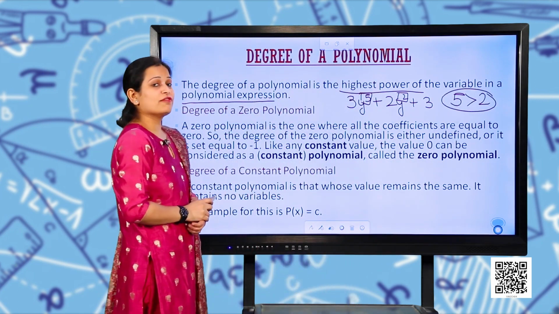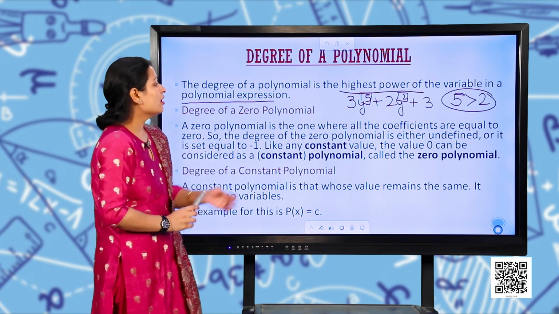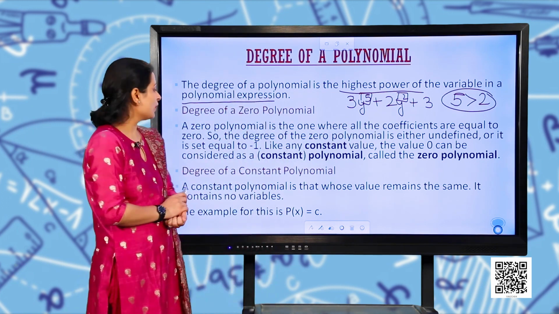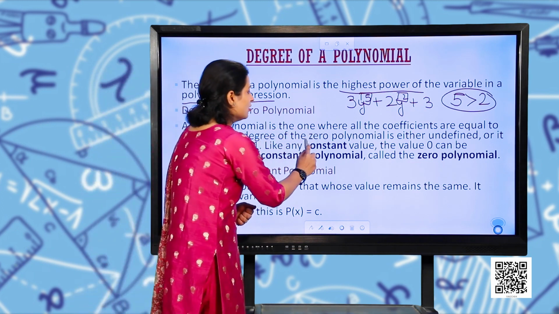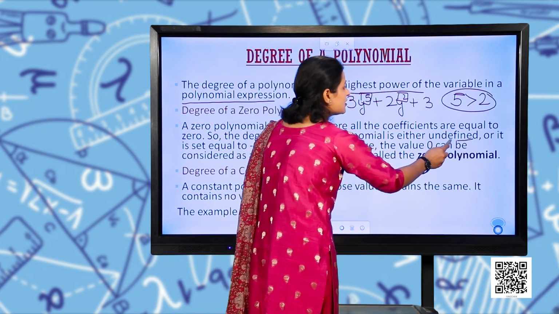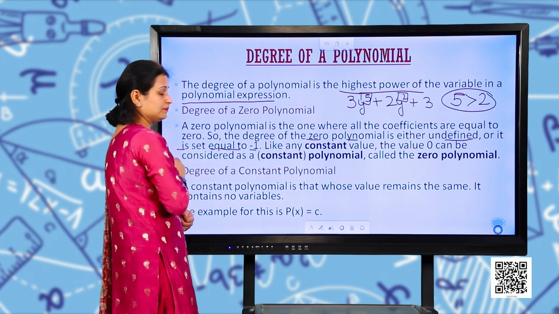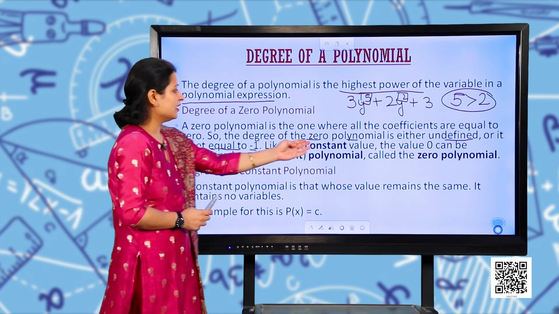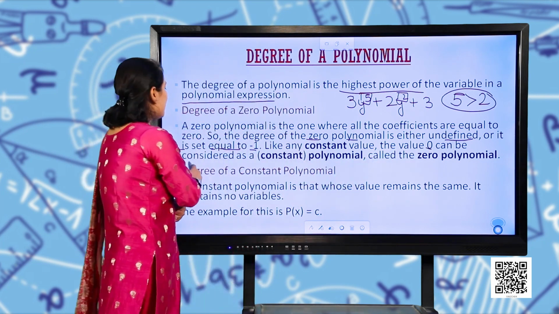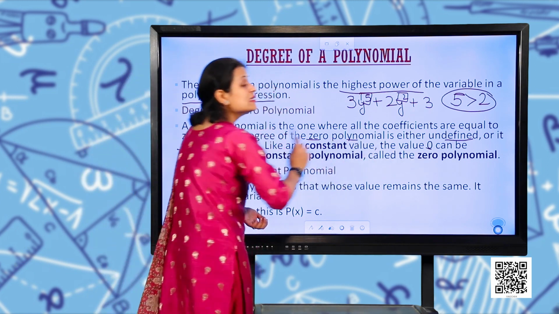Now comes the degree of a zero polynomial. A zero polynomial is the one where all the coefficients are equal to 0. So, the degree of the zero polynomial is either undefined, or it is set equal to minus 1. Suppose I have a constant value, the value of 0 can be considered as a constant polynomial called the zero polynomial.